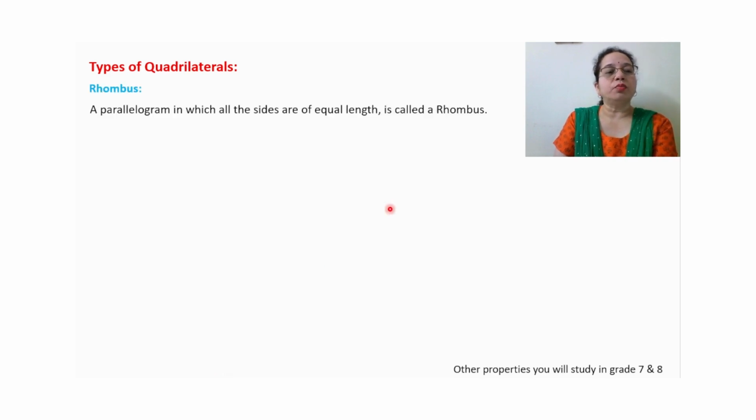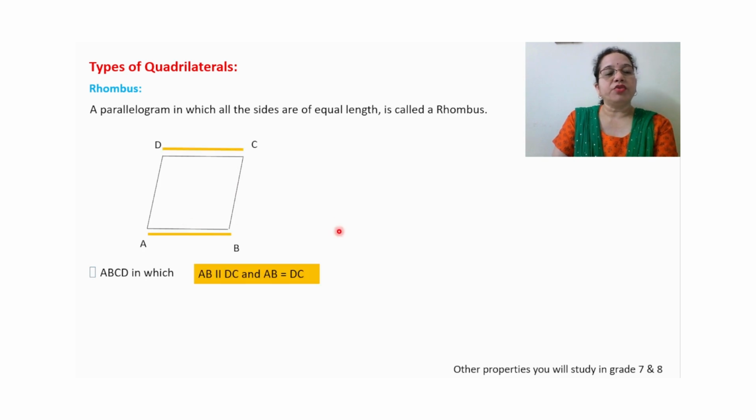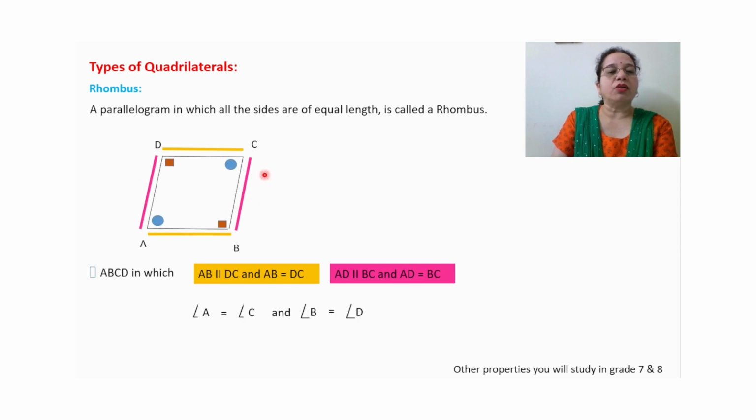So we can define a square in terms of a rectangle. Next one is a rhombus. A rhombus we can define in terms of a parallelogram. A parallelogram in which all the sides are equal in length is called a rhombus. This is a parallelogram. Here all the four sides are equal. So if it's a parallelogram, it means opposite sides are equal and parallel. Opposite sides are again parallel and equal. Opposite angles are also equal.